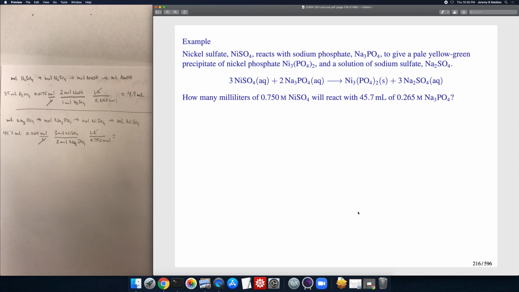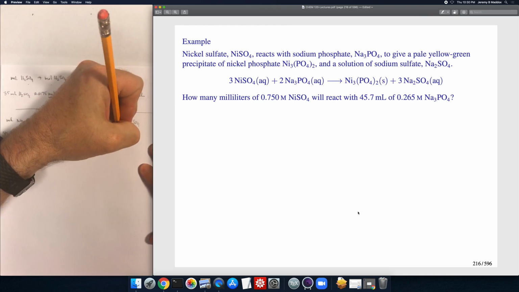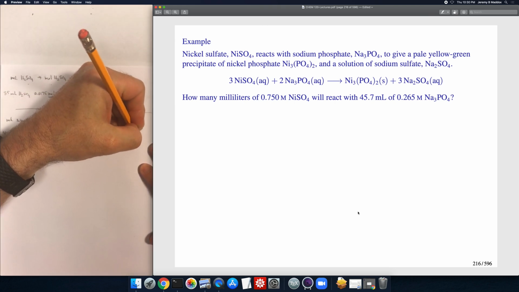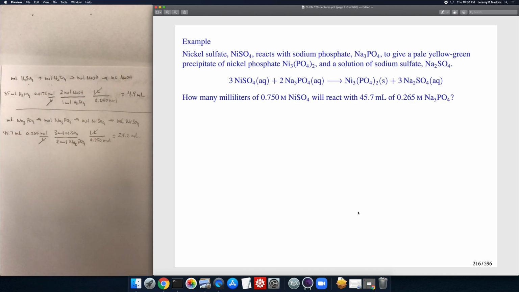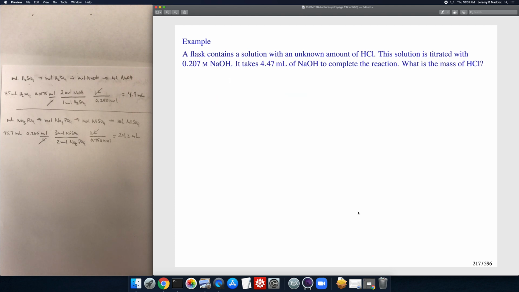Okay, and so I'm getting 24.2 milliliters out of this. It's probably a good idea to check it again. I'll do that very quickly. Yes, I'm getting the same answer. So that should be 24.2 milliliters. So again, this is an example of a volume to volume conversion for an aqueous chemical reaction. Let's see what we have next.